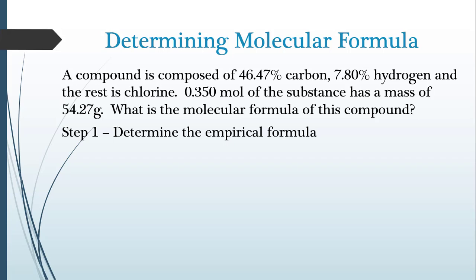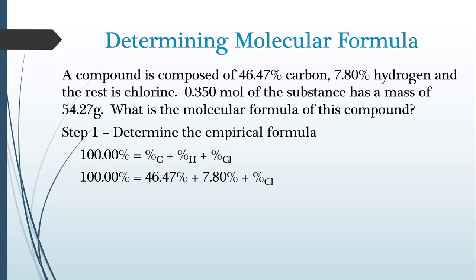We followed the steps. So we determined the empirical formula. We've got the percentage of carbon, we've got the percentage of hydrogen, but we're not given the percentage of chlorine directly. But we do know that 100% has to equal the percentage of carbon plus the percentage of hydrogen plus the percentage of chlorine. Plug in what we know, rearrange, and so the chlorine must be 45.73%. So now we can go and work off of the poem.